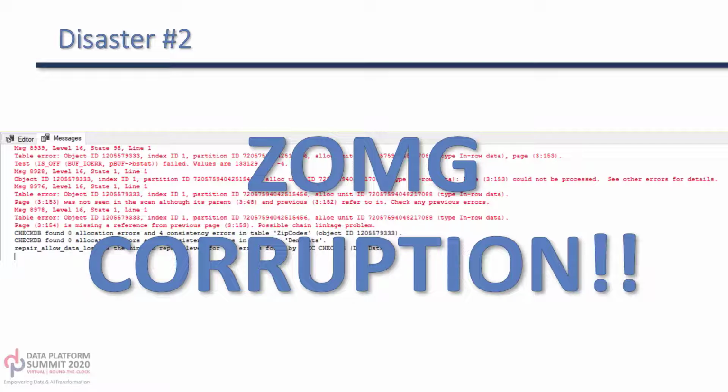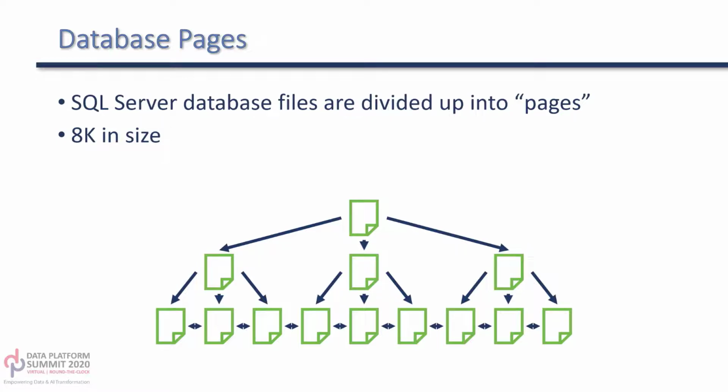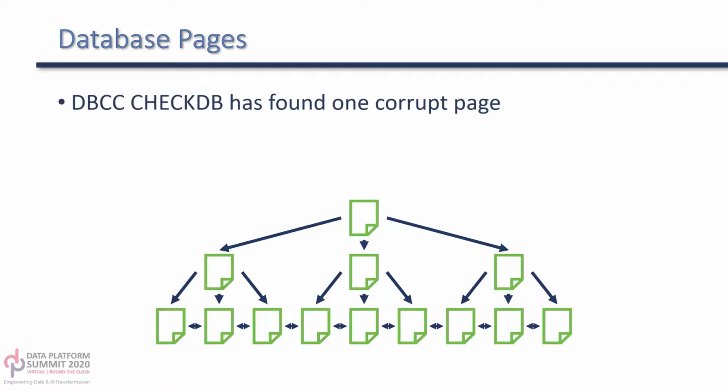Now, to review very quickly, SQL Server database files are divided up into what are called pages. Every page is 8 kilobytes in size, and I believe it's been that way since SQL Server version 7. It's been quite a while, so anything you should encounter in the wild at this point should be made up of 8 kilobyte pages. In our scenario here, DBCC CHECKDB has found one corrupt page in the environment, right? So boom, there's a corrupt page on the screen now.